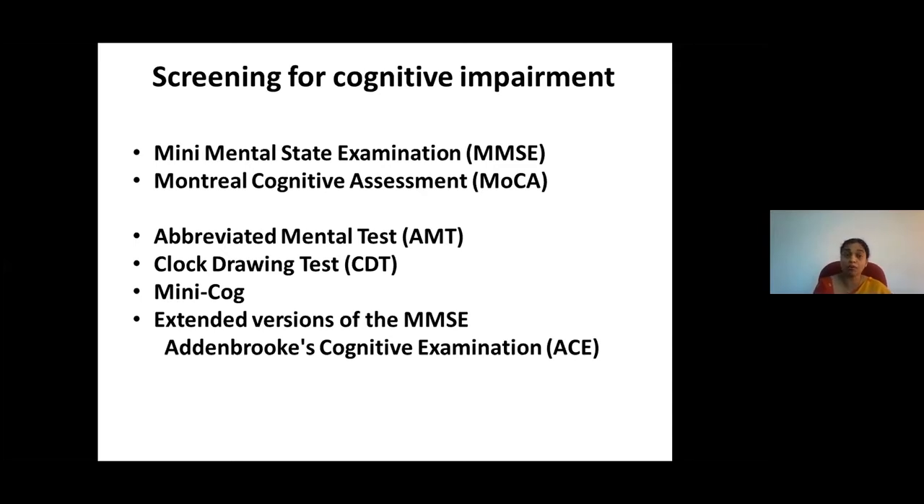The clock drawing test is also a widely used cognitive screening tool where we give the patient the task of drawing a clock. And then the Mini-Cog, an extended version of the clock drawing test, where we assess orientation in addition to the clock drawing. Then there are some extended versions of MMSE. Once we screen the person and detect dementia, we use extended versions like Addenbrooke's Cognitive Examination. Those are very time consuming, but they assess many of the cognitive components of the patient.